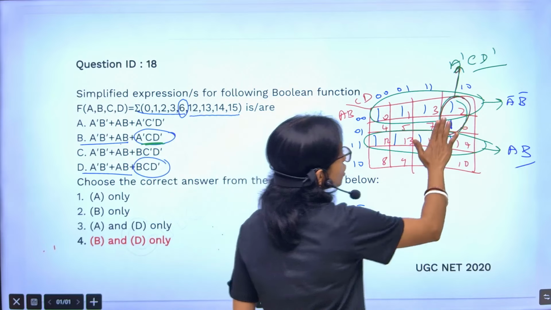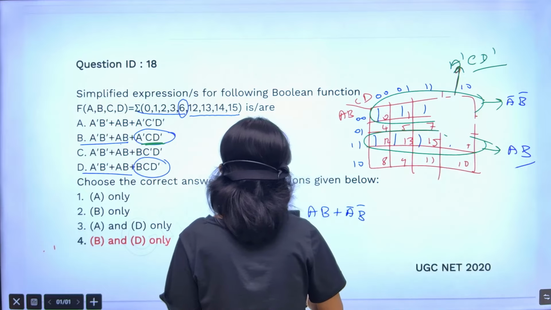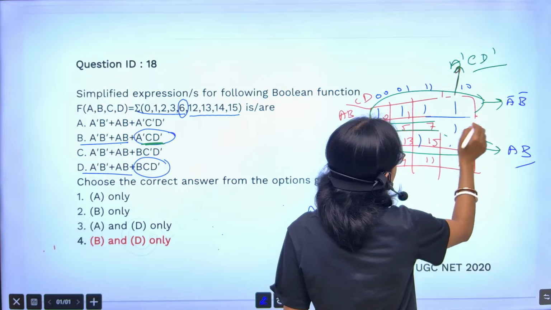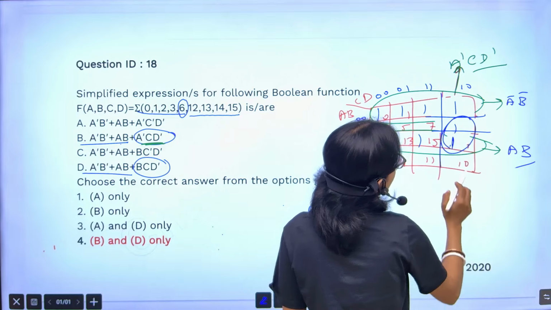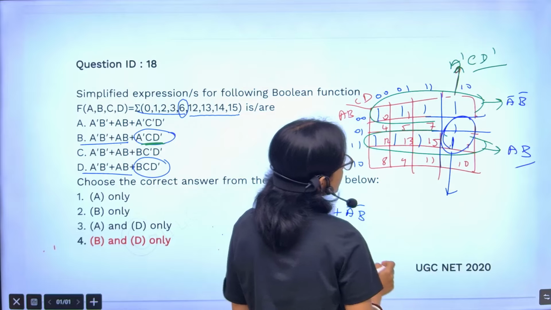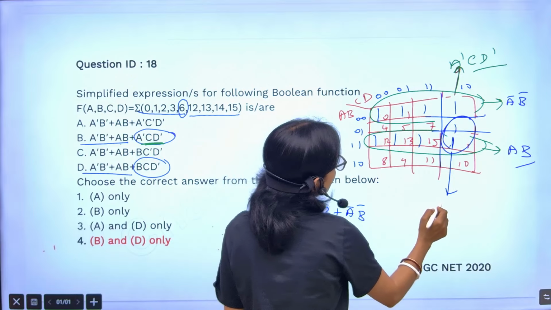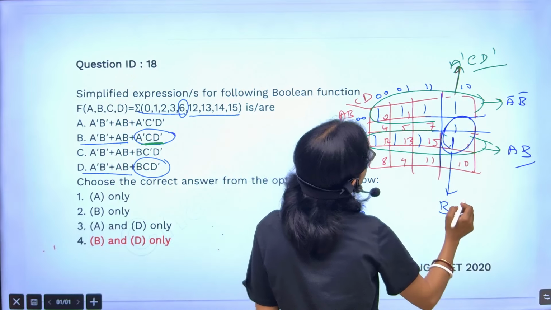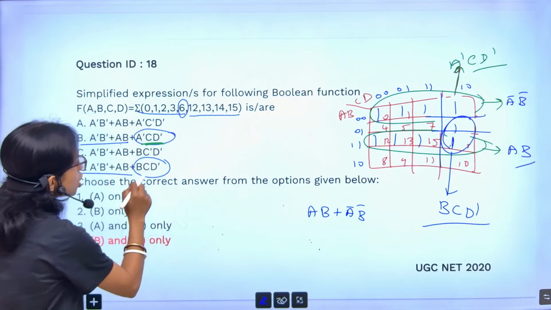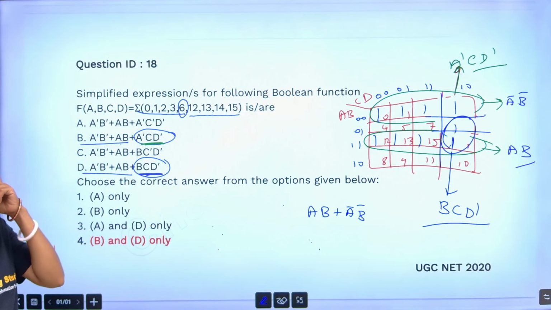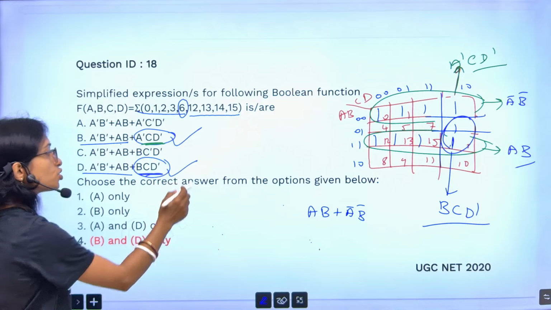If I am not doing this grouping, here if I am doing this grouping like this one was there, and here was also 1. If I am doing this grouping instead of that, then what answer am I getting? Here this 0 1 will cancel. I am getting here B, and from here I am getting again C D bar. So B C D bar. This is also possible because two types of groupings are there.